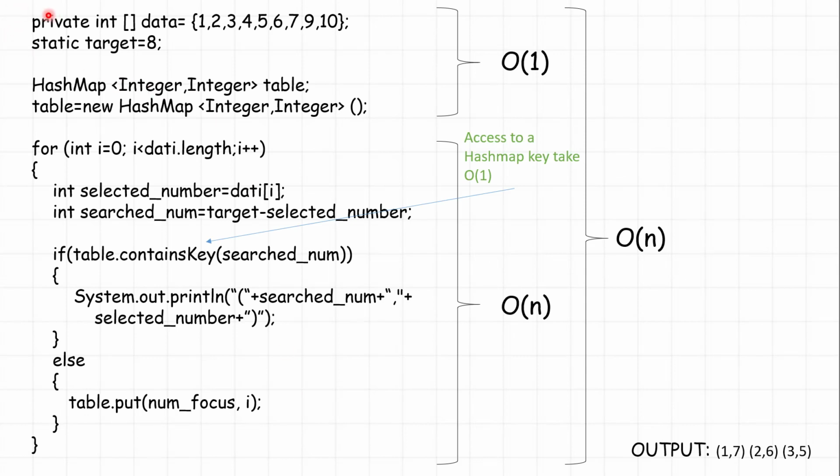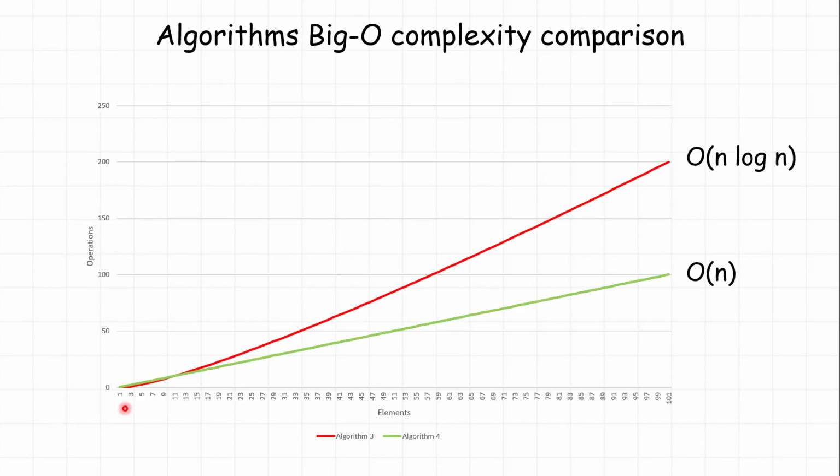Also in this case, the code is quite slim, and as we can see, we have just one for loop that gives us a linear complexity. All other checks or accesses to the hash map have a constant complexity. The graph shows the difference between the linear and the big O of n log n complexity. As we can see, the difference is not as huge as with the first two algorithms. We can conclude that the last algorithm we have seen could be the correct and most efficient solution to the problem.